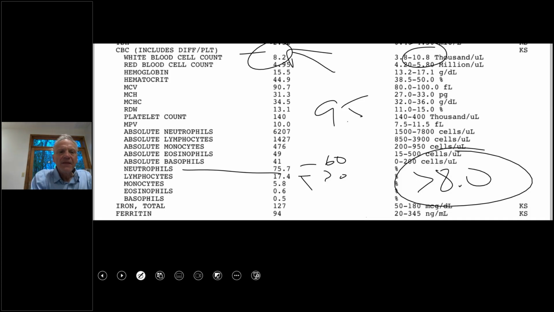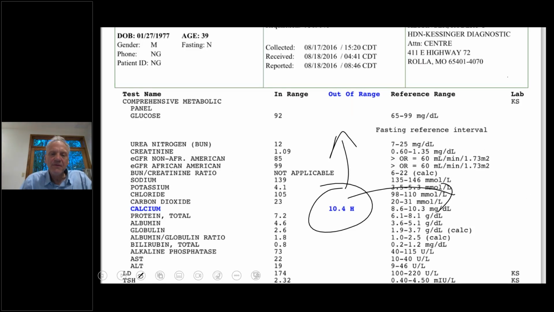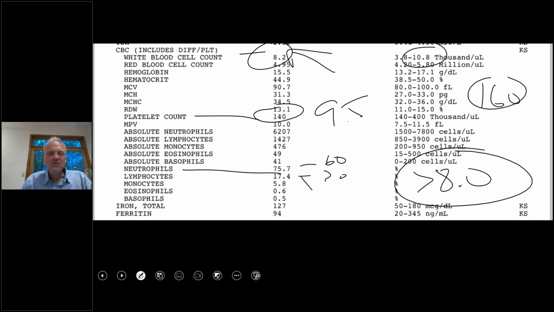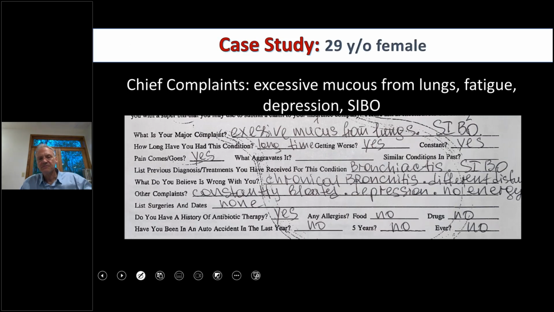Platelet count is 140, so that wasn't a problem. But guess what? Platelet count should be at least 160, and that's probably a liver thing that's going on with him. So what's going on with that liver? I don't see much there. I don't see much there. So that's okay, because you don't always see all the patterns. See, the TSH looks fine, all that looks fine, but this is going to be a bacterial infection.